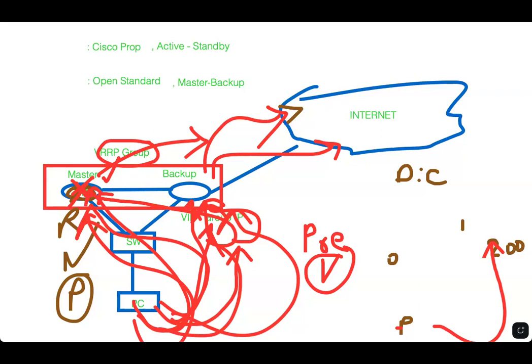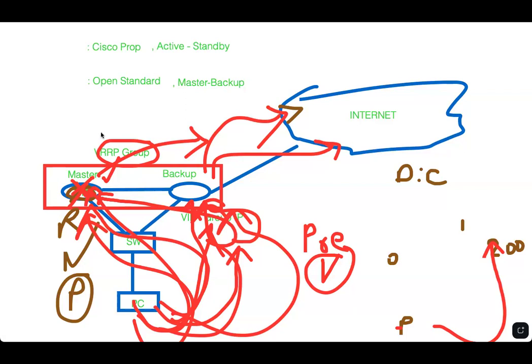And the third one is GLBP, guys. GLBP is a little different, because in HSRP and VRRP we were able to load balance only at the VLAN level. But GLBP will provide per packet load balancing. So let me explain what it is.